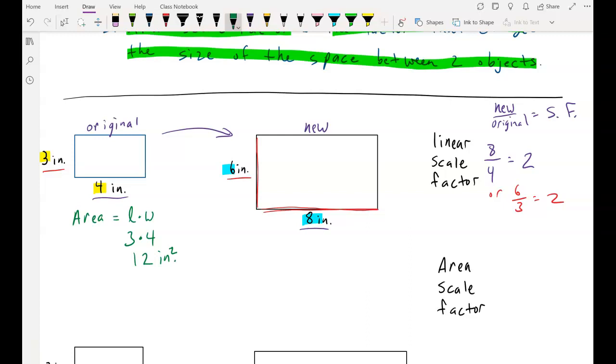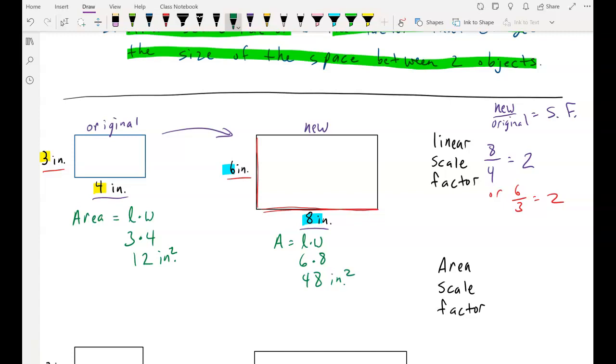Well, what's the area of our new rectangle? The area formula is still the same. It's still going to be length times width. The length is 6, the width is 8, and 6 times 8 is 48. 48 square inches.